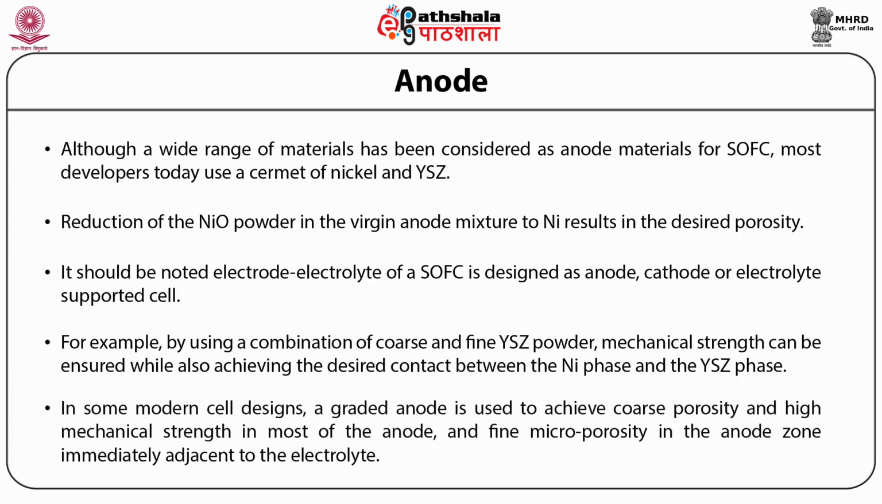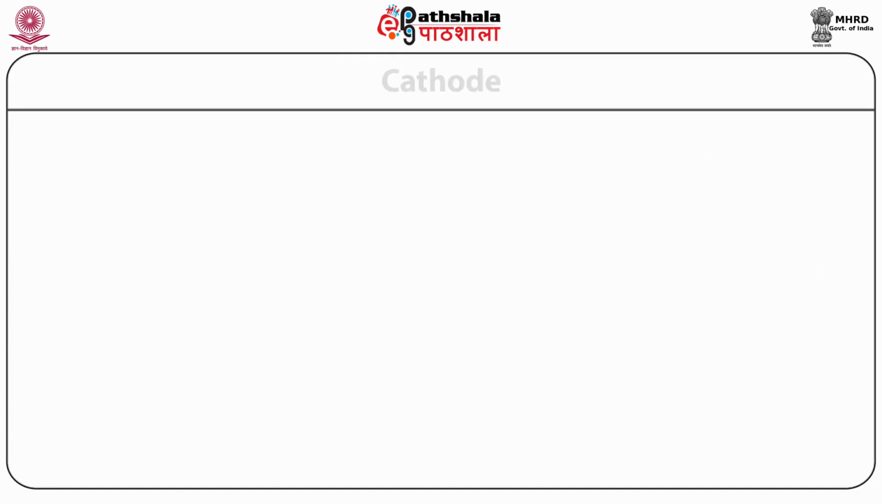In some modern cell designs, a graded anode is used to achieve coarse porosity and high mechanical strength in most of the anode, and fine porosity in the anode zone immediately adjacent to the electrolyte. Requirements for the cathodes.